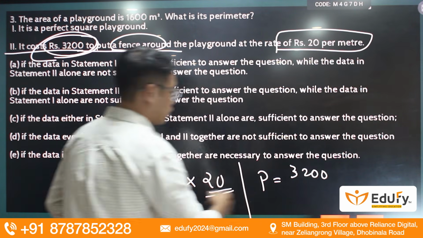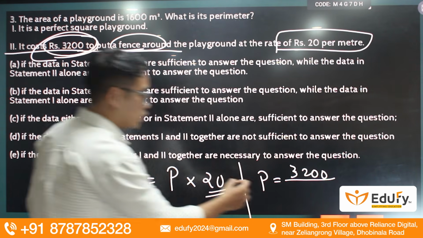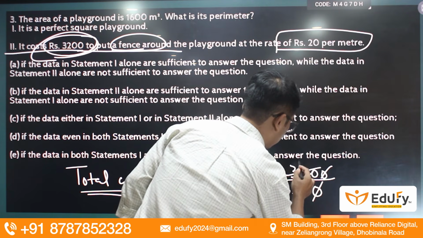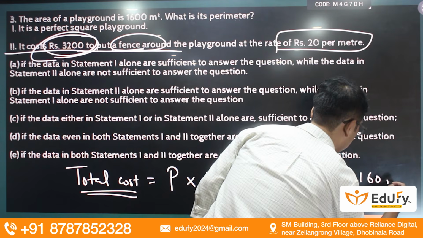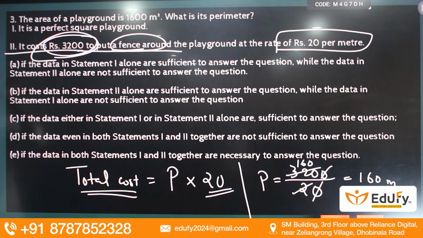Then divided by, obviously this is fencing, so I will not be using the area, because they said cost of fencing, that means that's perimeter. So this is divided by your 20 here. If I cancel this, it comes to 160, so you can see that here also I'm getting my perimeter as 160 meter. That means I can solve the answer with statement 2 alone, and statement 1 also I can find the answer alone.